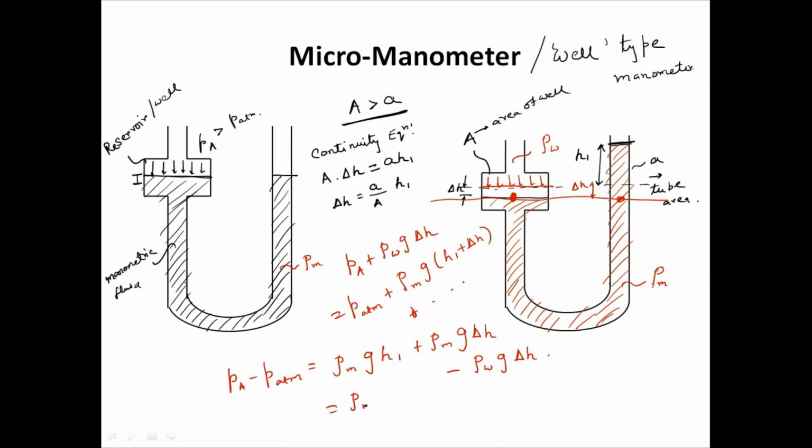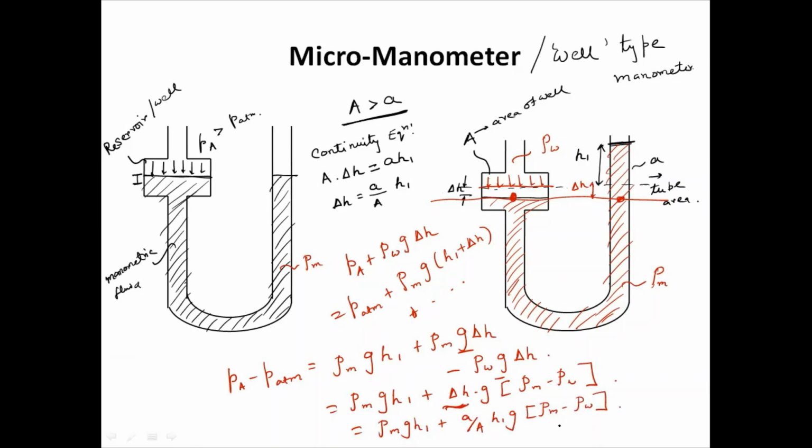Hence here, rho M G H1 plus, if you take the common term, G is the only common term, G delta H. So delta H into G into rho M minus rho W. Now you put the value of delta H here. Delta H, you can write down as small a by capital A into H1. So the equation becomes rho M G H1 plus (a by A) H1 G into (rho M minus rho W). That is your equation.